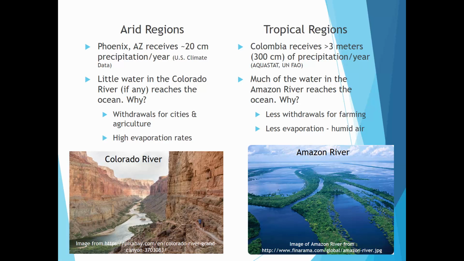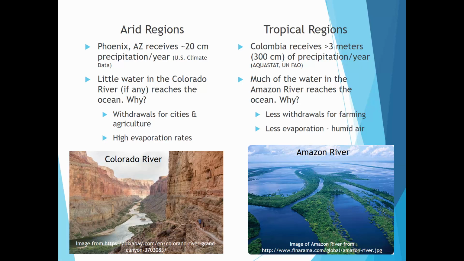And that's because we withdraw the water. The cities are using it, so municipal uses, so people use it to drink and water lawns. And agriculture uses that water to grow crops. Another reason that this water doesn't reach the ocean is because there's very high evaporation rates. The temperatures are high and the humidity is low, and so a lot of water evaporates from this river.